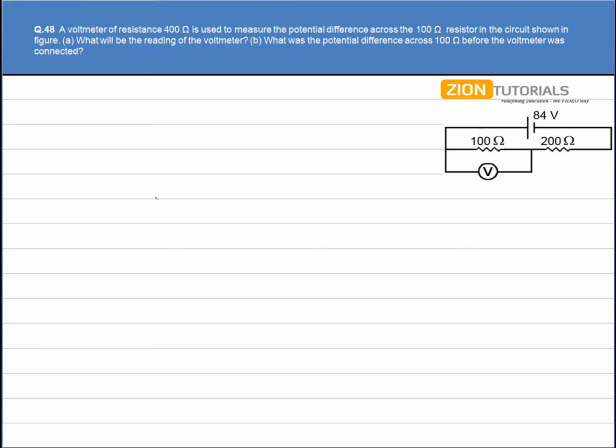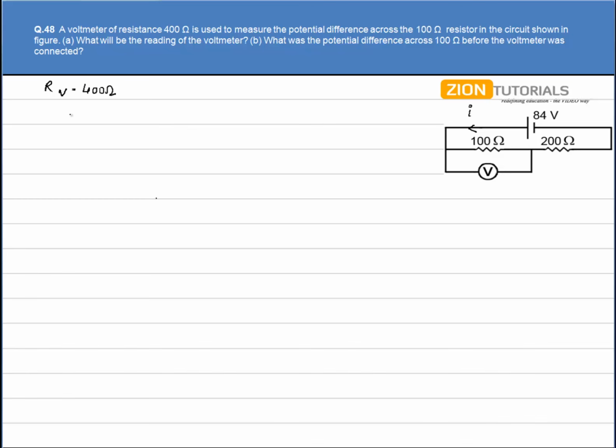In this question, we have a circuit as shown in the figure. A voltmeter has a resistance of 400 ohm, that is, let's say RV is 400 ohm, and we have to calculate the potential difference across the 100 ohm resistor. So let's suppose that current I is coming out of the battery.